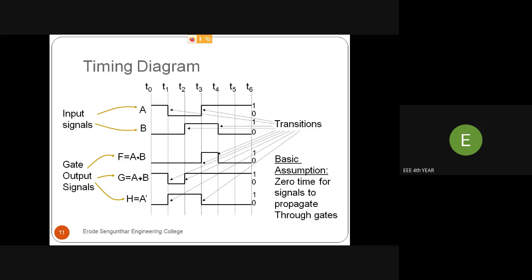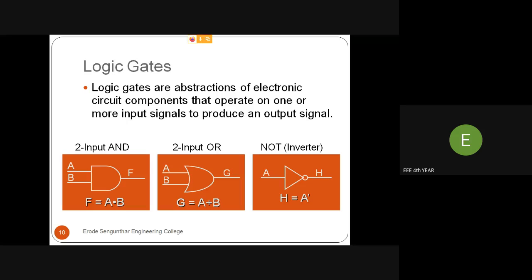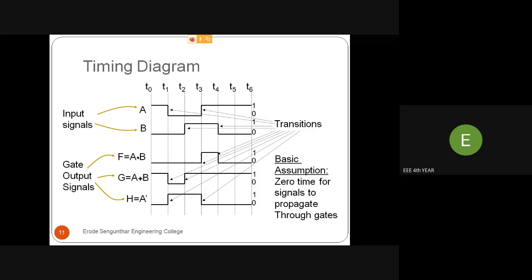Next is the NOT gate. For the NOT gate, H is equal to A bar, so it is opposite to the input A. Initially at T0, A is high, therefore H is equal to A bar, so it is low. It is the complement of input A.